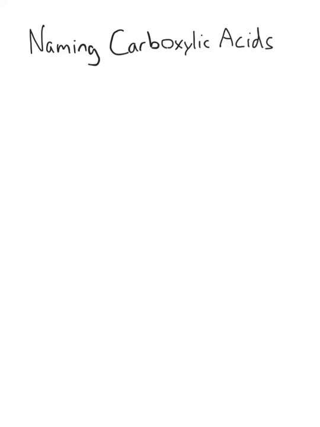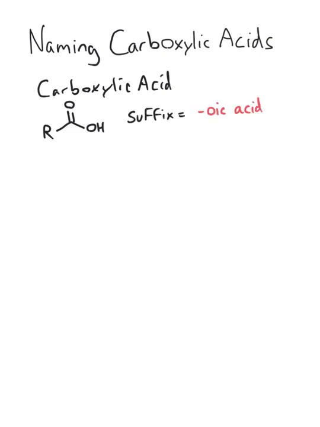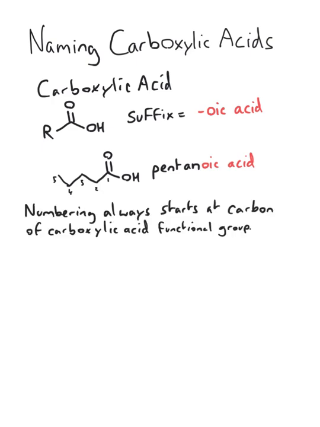This video is on naming carboxylic acids. Carboxylic acids are terminal carbonyl groups with a hydroxide group bonded to the carbon of the carbonyl. The suffix we use is oic acid, such as in this case, pentanoic acid. The numbering always starts at the carbon of the carboxylic acid.